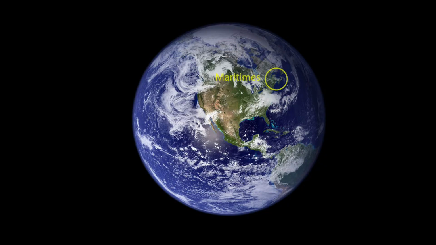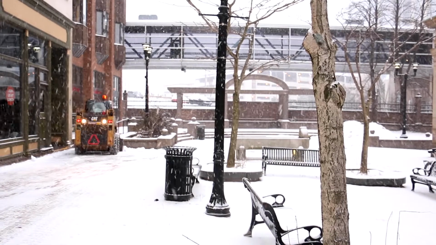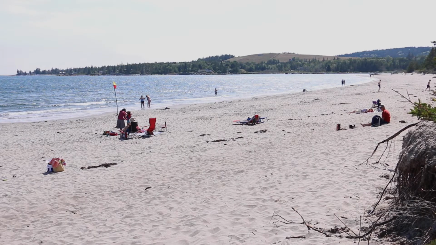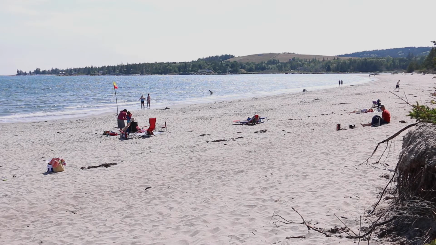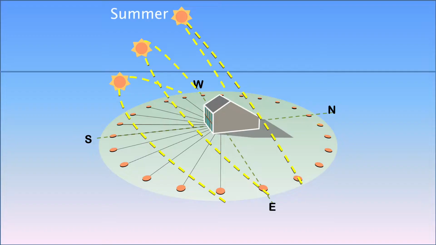Here in the Maritimes, we are situated about 45 degrees north latitude, which is halfway between the equator and the North Pole. Unlike the tropics, our seasonal climates are much more variable. In the Maritimes, the sun rises and sets at very different times and places, depending on the time of year.